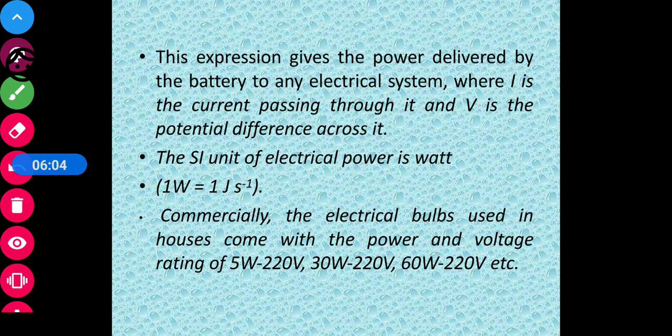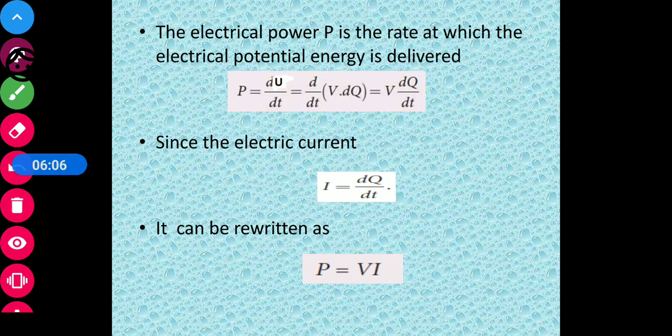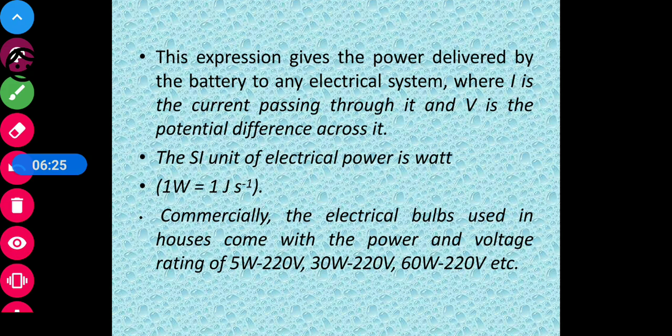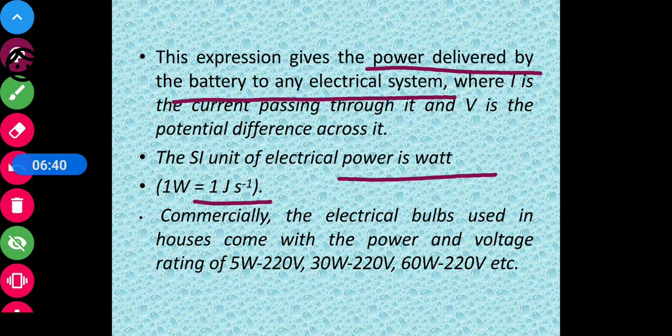By putting these values, we find P is equal to V dq by dt, and since dq by dt is the current I, we get P is equal to V into I. So electrical power is equal to V into I. Now this expression gives the power delivered by the battery to any electrical system, where I is the current and V is the potential difference across it. The unit of electric power is the watt. 1 watt is 1 joule per second.